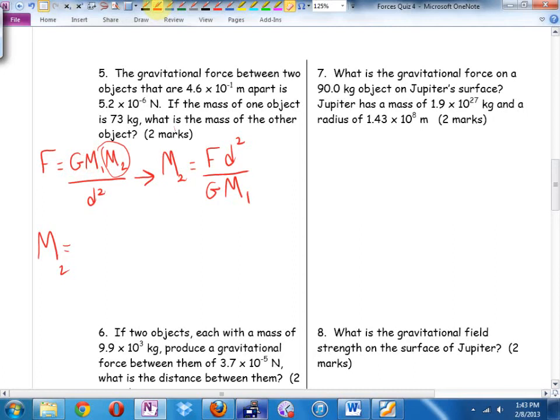Okay? It's going to be F newtons, 5.2 times 10 to the negative 6. D, it's 4.6 times 10 to the negative 1, which is 0.46, which is less writing and typing, so I'll use that instead. Squared, divided by 6.67 times 10 to the negative 11, times mass 1, 73.